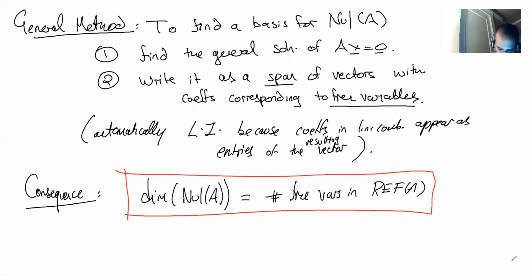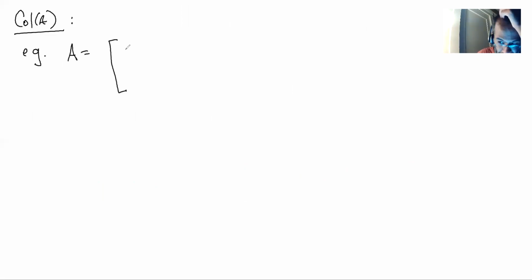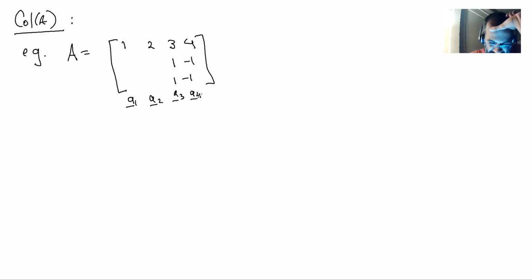I'm running out of time, but let me quickly mention how to compute the column space. This is conceptually more complicated, but computationally easier. Let's look at an example matrix A. Let's say its columns are A1, A2, A3, and A4, and I want to compute the column space.